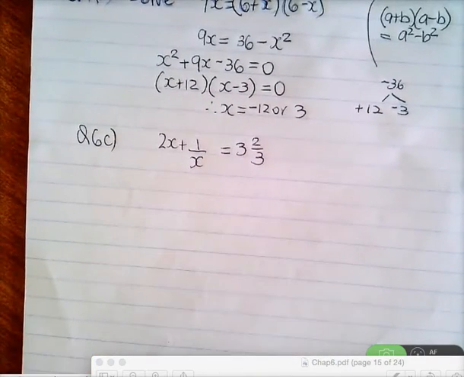This is exercise 6.5, question 6c. The second question is 2x plus 1 on x equals 3 2/3. When you look at that, there are two things that aren't quite right. What's one of them? Yeah, good. But what about on the right-hand side? What can you do with that 3 2/3? Change it to an improper.